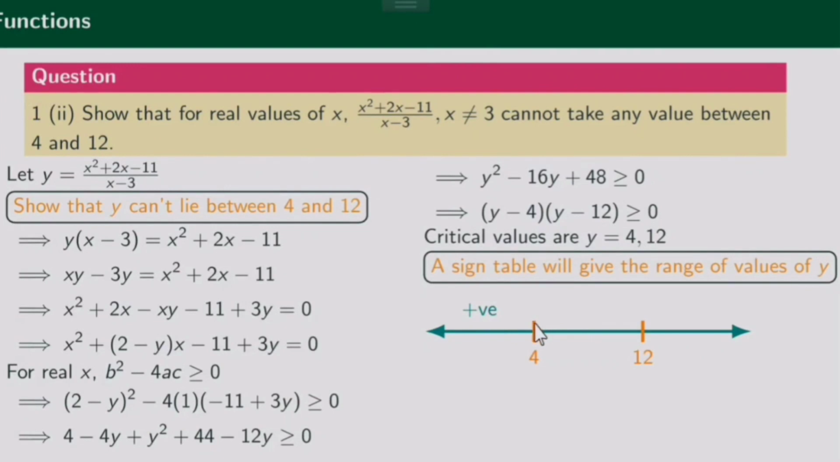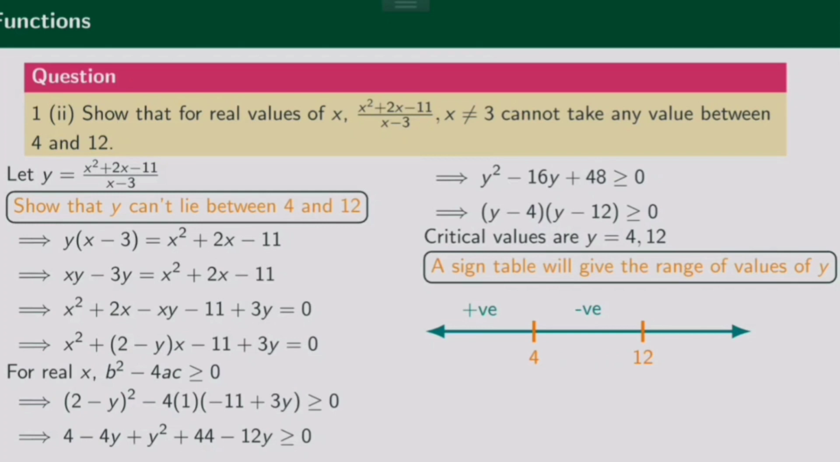Now let me come to the interval between 4 and 12 and think of any number. What number can you think of? Let me think of 5, because 5 is of course between 4 and 12. If I plug in 5, 5 minus 4 gives me a positive number. 5 minus 12 gives me a negative number. I'm finding the product of these two terms. Positive multiplied by negative gives me negative. So this interval is negative. So any value I pick within this interval, I'll have a negative value.